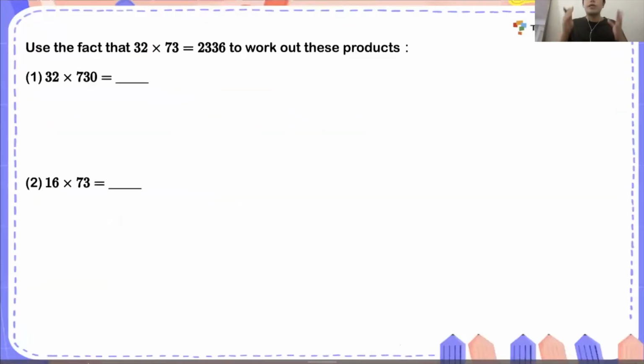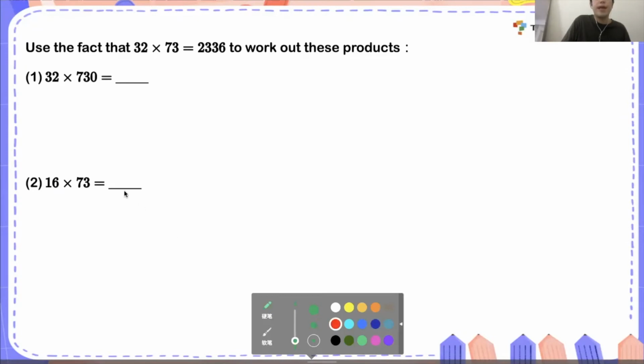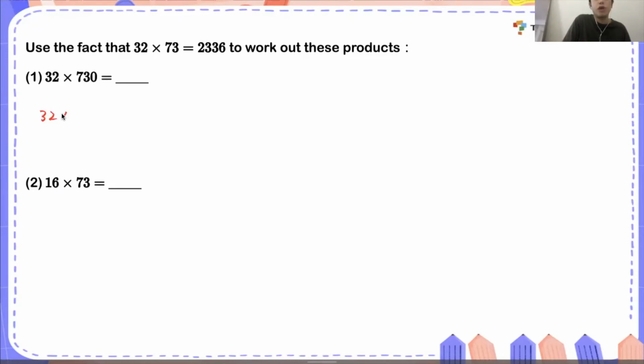So we just move to this question. 32 times 73, we have 2336. Okay, first, we will write down this equation here. 32 times 73, that is 2336.